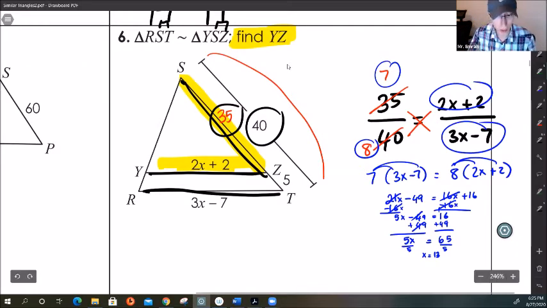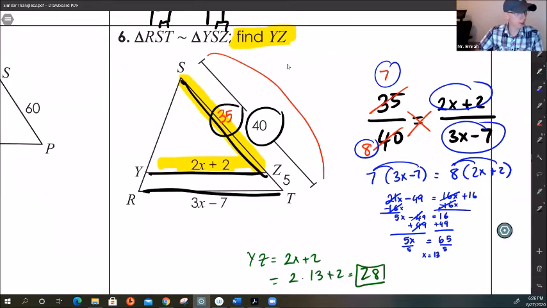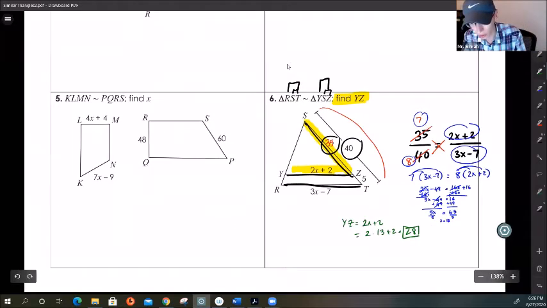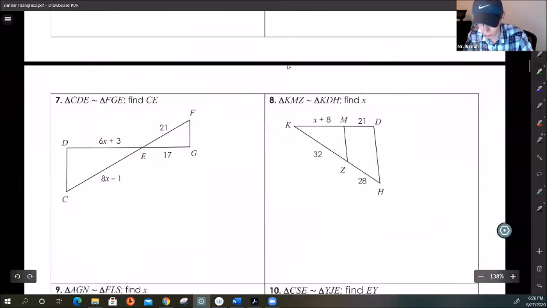So that's a good habit all the time, always look at the question one more time before you finalize your answer. So it's asking me YZ, and YZ is given to me as 2x plus 2, which is 2 times 13 plus 2. That's 28. Well, before me, Caitlin, Jason and James got the correct value for x. Of course, read your last sentence and see if you're getting the right answer or not. All right, I'll just move on.